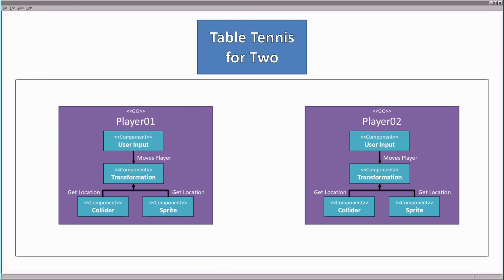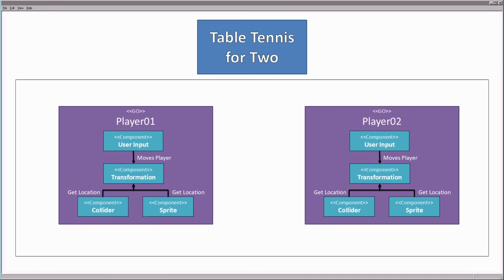We can also view it from a different way that shows more of the interconnections between each of the components. Both ways to draw this are valid, but typically it is more useful since it shows the interconnections within the subsystem. We can also see how the user input moves the player by updating the transformation component. We also see how the collider and the sprite component need access to the location provided by the transformation component.